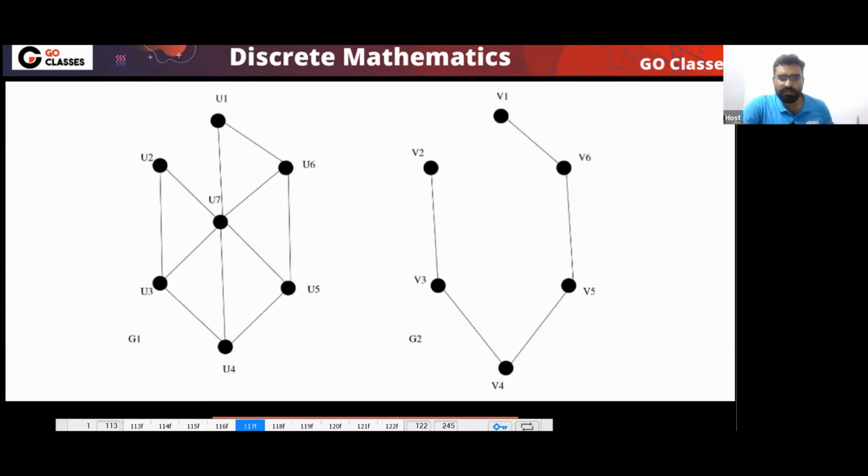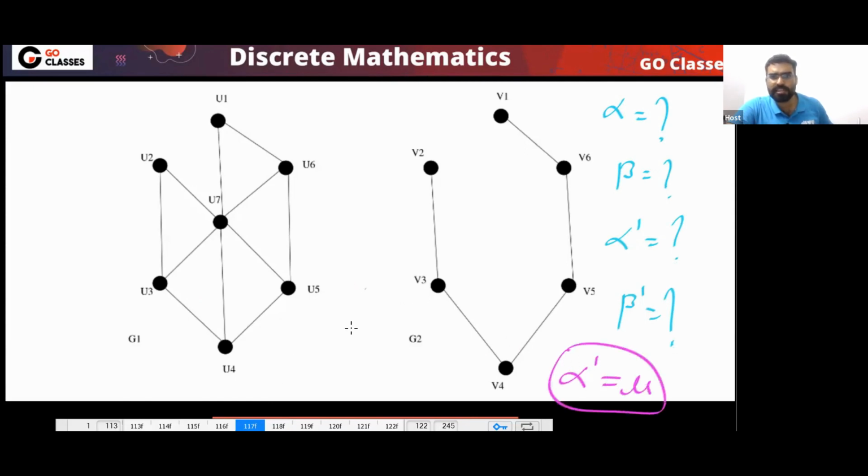Okay, let's see for this graph, G2. Find all of them. What is alpha? What is beta? What is alpha dash? And what is beta dash? Alpha dash is same as mu. Remember, these are same symbols.